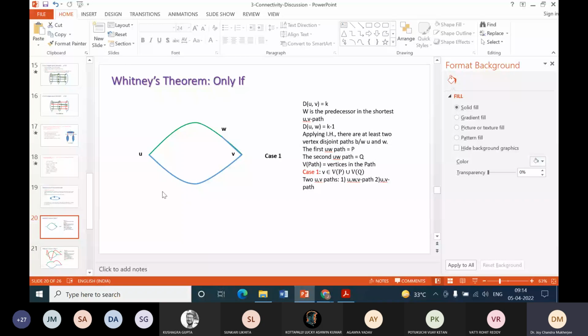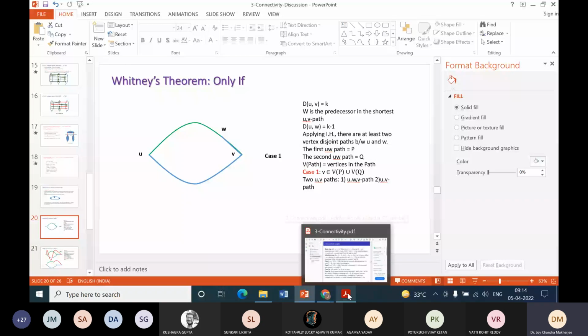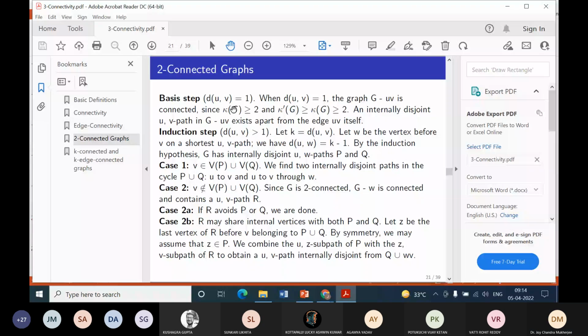So for d(U,V) equal to 1, the base case is being proven. Now we assume that this theorem statement is true for all i, where i is less than or equal to k minus 1. Okay. Now we have to prove it for d(U,V) equal to k.